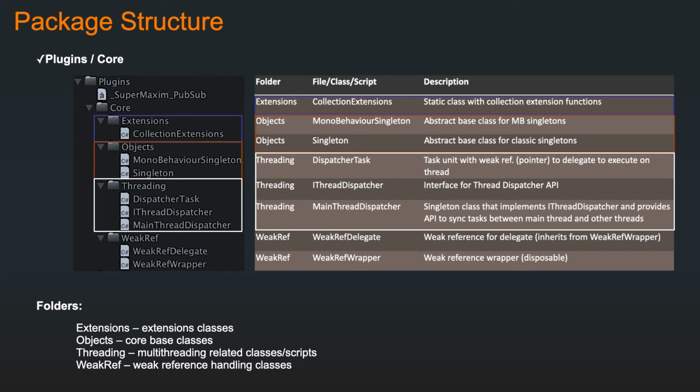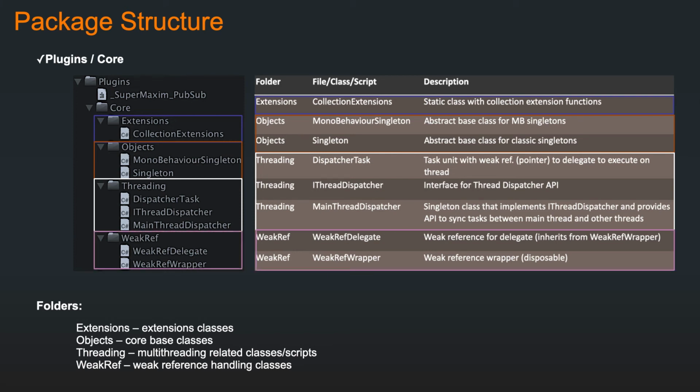Threading folder under Core folder contains types for multi-threading support. Dispatcher task class is representing a task unit with weak reference to delegate execute on thread. MainThread Dispatcher is an interface for Thread Dispatcher API. MainThread Dispatcher is a singleton class that implements MainThread Dispatcher interface and provides API to synchronize tasks between main thread and other threads.